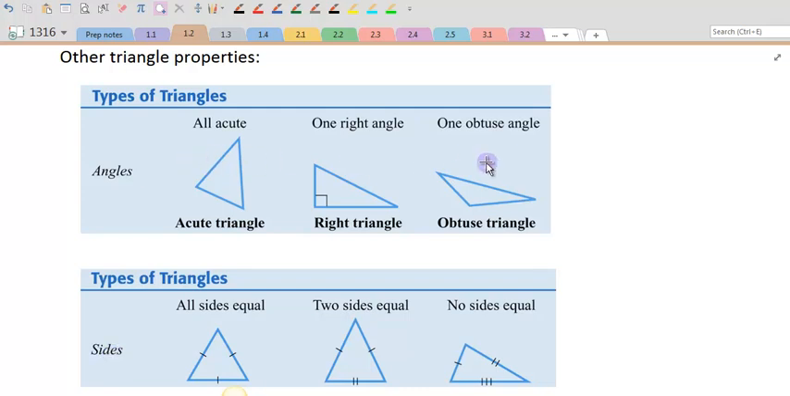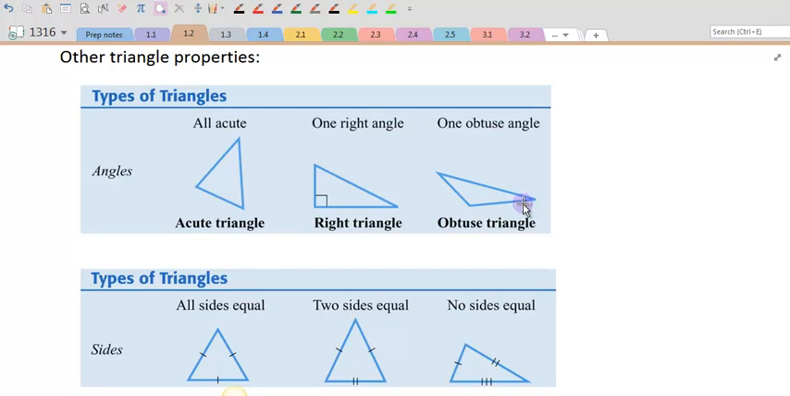So if I want to classify or discuss triangles by their angles, I have here an acute triangle where we're talking about all of these angles being less than 90. I have a right triangle here where one of the angles in the triangle is equal to 90 degrees, making these other two angles acute. Now, right triangles are extremely important and we utilize them extensively in trig.